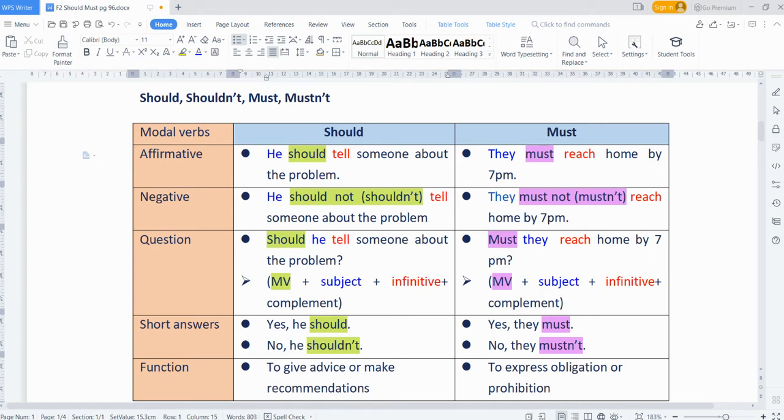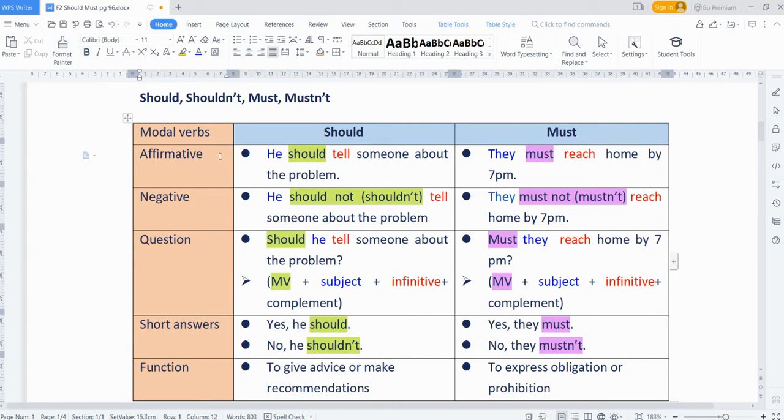Today I'm going to explain to you the usage of should, shouldn't, must and mustn't based on your Pulse 2 textbook page 96. So here we can see a table with three columns. Column number one, we can see words like modal verbs, affirmative (ayat penyata), negative, the one with the word not, question (soalan), short answers, and the last one is function (peranan). As you can see here, should and must are two examples of modal verbs.